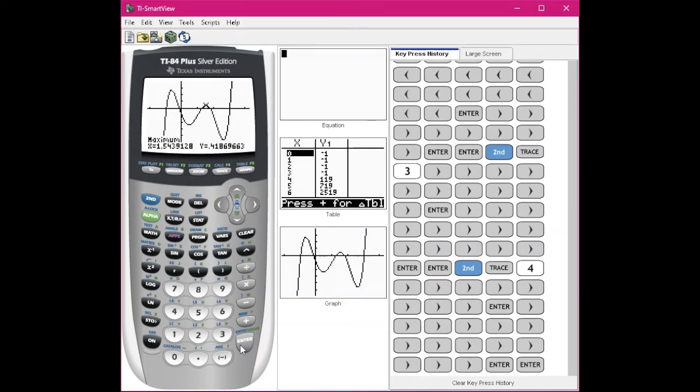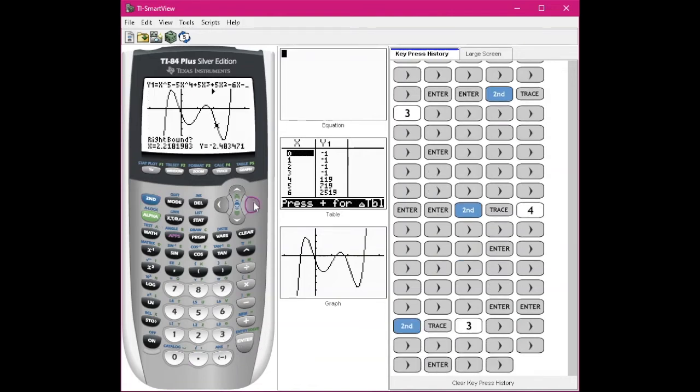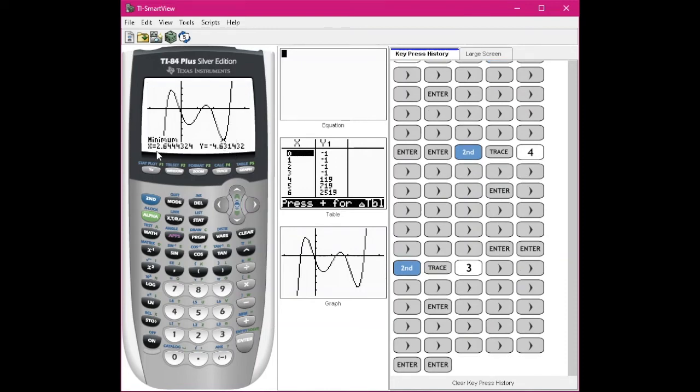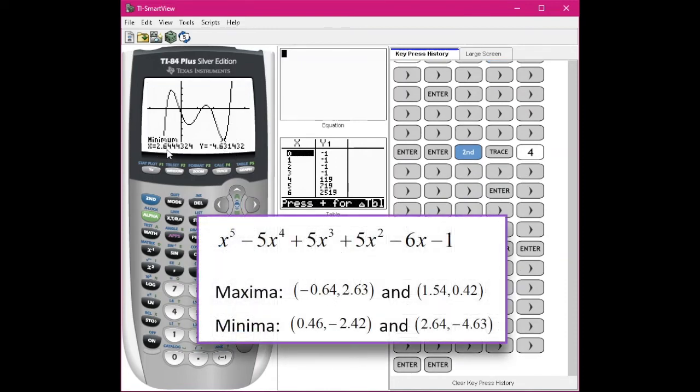So your other maximum is x value 1.54, y value 0.418, so 0.42. And then the other minimum. The other minimum is x value 2.64, y value negative 4.63. So your ordered pair 2.64, comma, negative 4.63. And now you have all your maxima and minima.